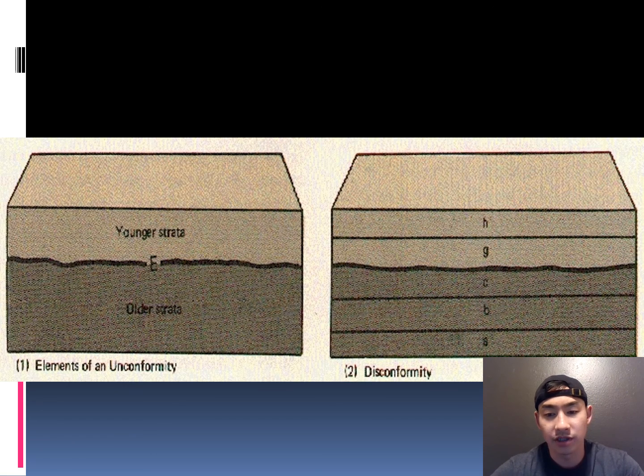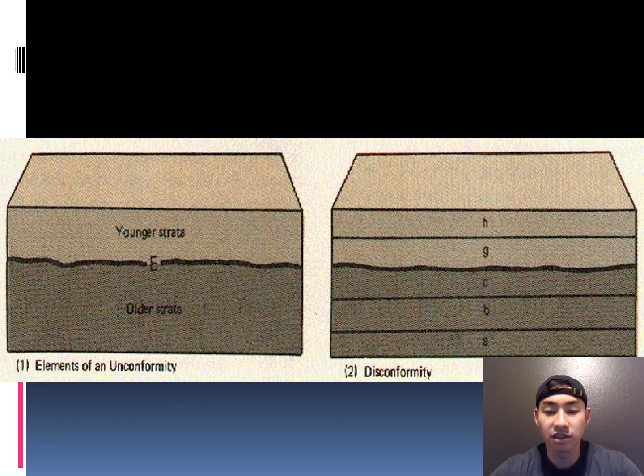It's shown here that in the image to the left, we have older strata and younger strata. In between, we have an erosional event E. Erosional event E has scrubbed out an unknown amount of geologic time. We don't know what the age gap is between the older strata and the younger strata, because this is relative dating. Since no specific age is given, we can just infer that the bottom layer is older and the above layer is younger.